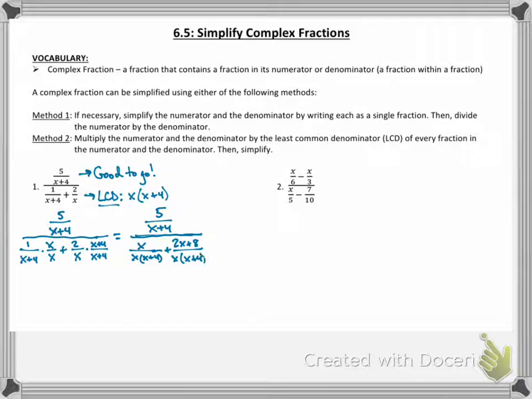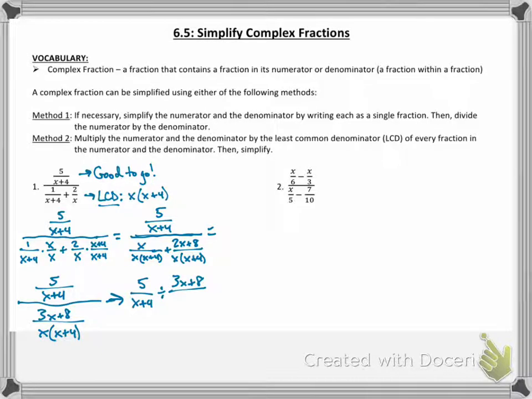And then once I do that, I can actually go ahead and combine things here. So what I'll now have is 5 over x plus 4, all over 3x plus 8 over x times x plus 4. So that at least combines my fractions in my denominator together, but now what I need to do is simplify it from here. So to rewrite this problem, remember, a big fraction bar is just a fancy way to say let's divide. So what this problem actually is, is 5 over x plus 4 divided by 3x plus 8 over x times x plus 4.